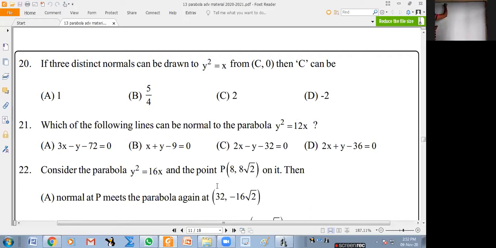Okay, 20 is a standard question. If you're able to draw three distinct normals, it should be beyond 2a. So you can be needing more than 2a. But if you want to write it also, y square equal to x. The general normal is tx plus y is equal to at cube, where a is 1 by 4, plus 1 by 2 t.